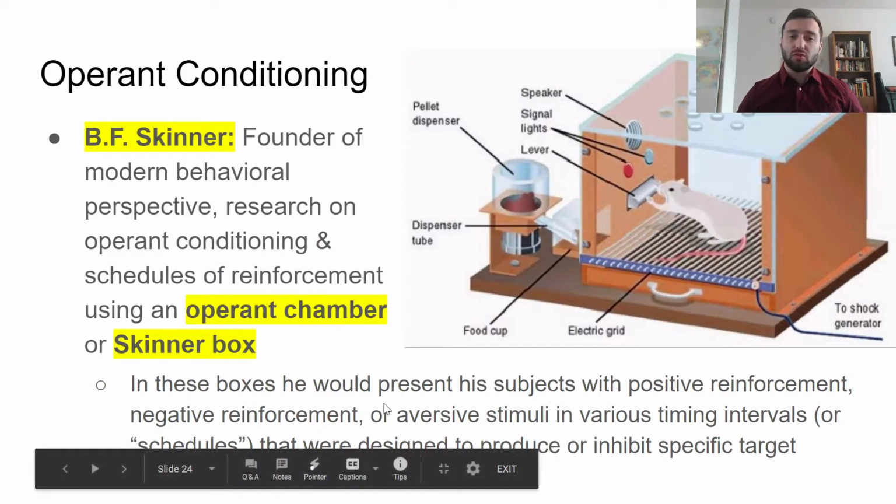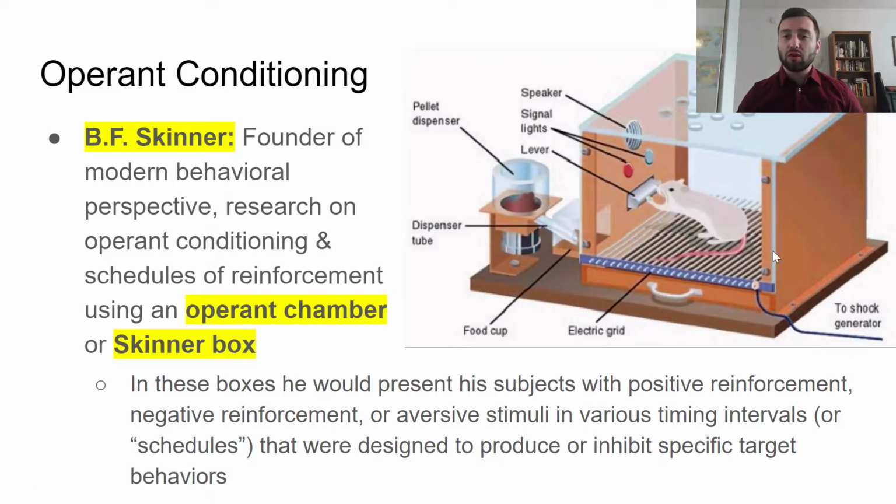You could also use an aversive stimulus. So I could maybe put a mild electrical current in the floor, but when you push the lever, it stops. Or I can make an annoying noise in the speaker. When you push the lever, it stops. So there's a lot of different things we can do. Again, it's all centering around this mouse pushing this lever and then something happening.